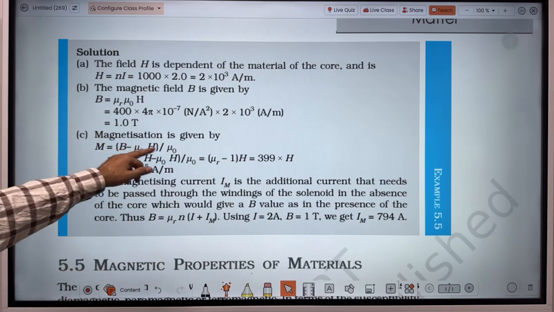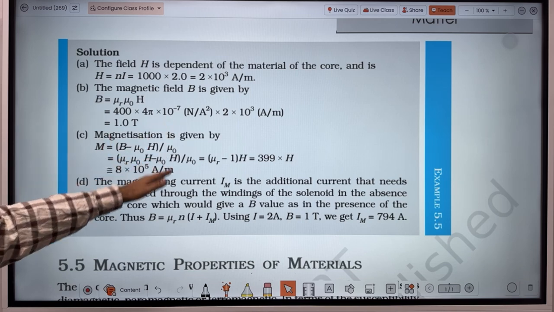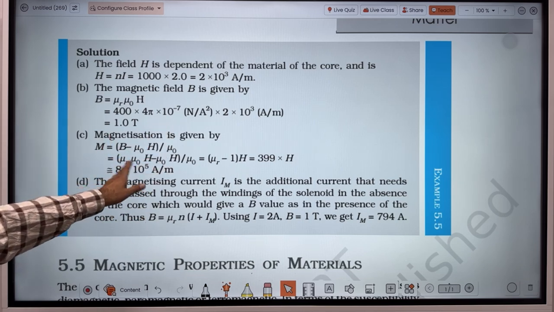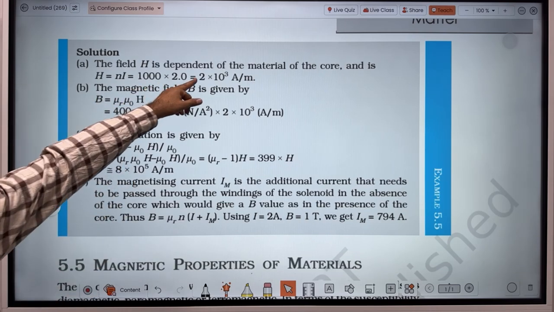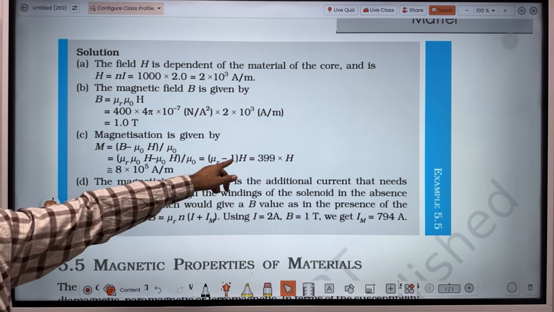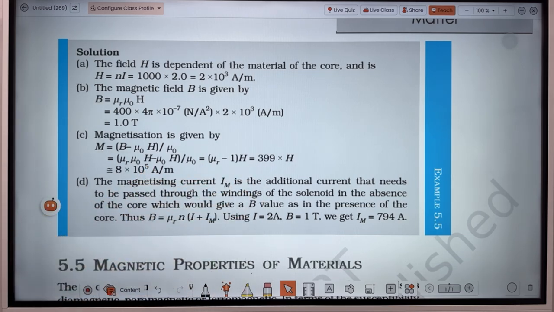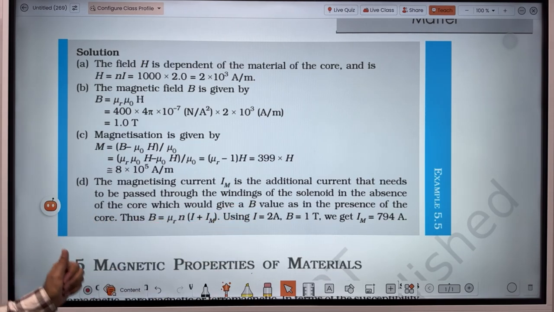Then comes magnetization. We write the formula M equal to B minus mu naught H, whole divided by mu naught, and we further simplify. So we will get this as mu r minus 1 times H, and then we can put the value of H from here. Since mu r is 400, minus 1 is 399, times H, we will get this. And the last part is the magnetizing current Im, which is the additional current that needs to be passed through the winding of the solenoid in the absence of the core, which would give the value of B as in the presence of the core, right?